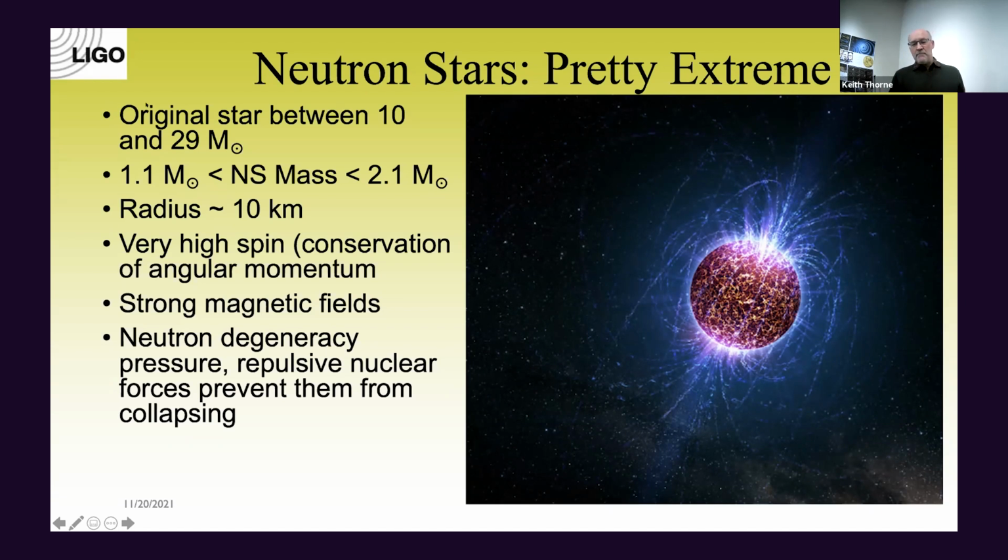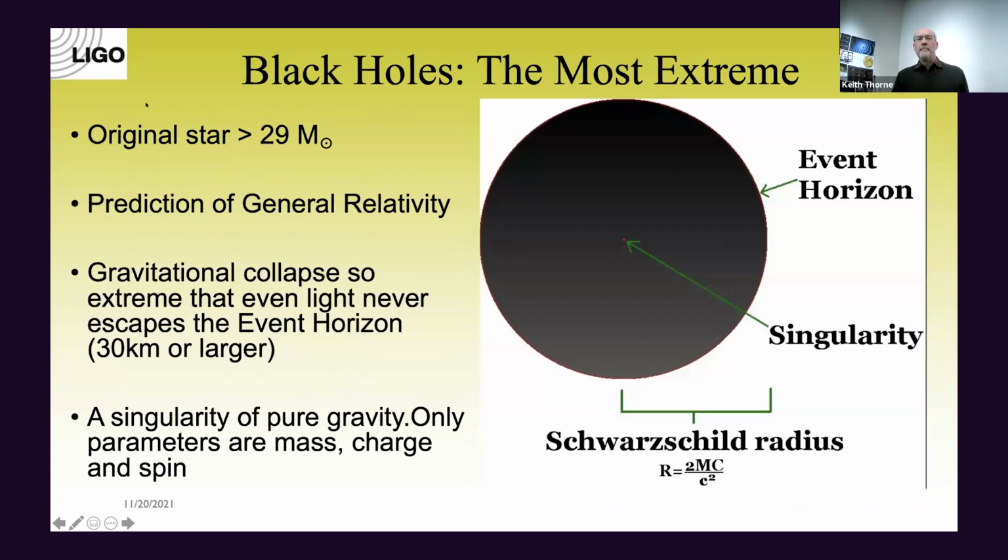But you can get more extreme. Black holes. If you start at about 30 solar masses, you're going to collapse so fast that even the neutrons aren't going to matter. It's a prediction of general relativity that you're going to get down to black holes. And the collapse is so extreme that even light can never escape from the event horizon, which is about 30 kilometers or so, depending on the mass. That would be why we call it black.